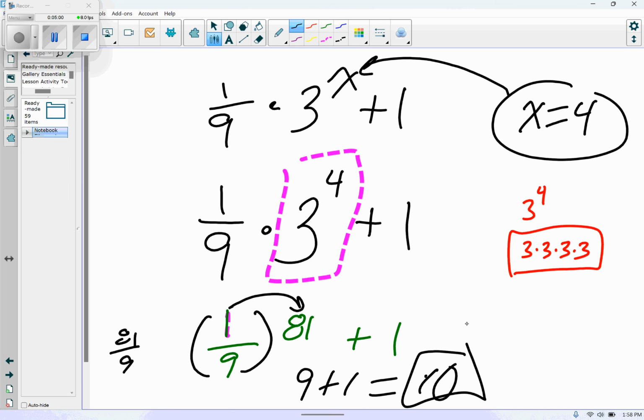So how would it go? How would 81 over 9 equal 9? Because 81 over 9 is a fraction. So how many times does 9 go into the top number? And it goes 9 times because 9 times 9 is 81. Okay? Good questions.